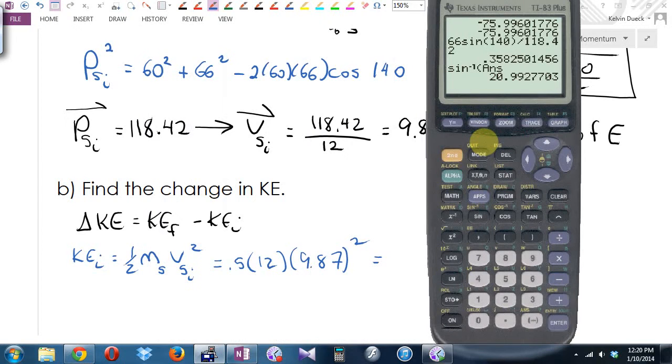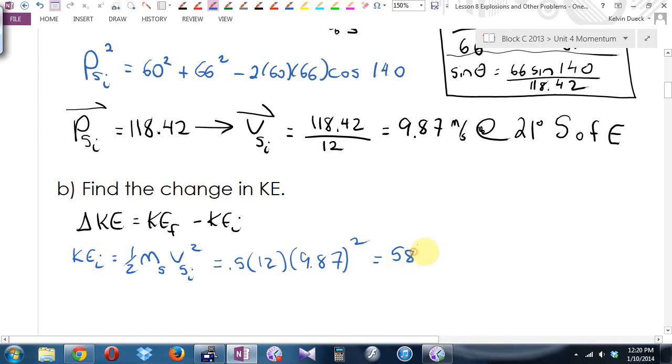Now, the risk is, because I was making numbers up, we may suddenly find that the change in kinetic energy is negative, that somehow it gained energy, and if that's the case, I apologize for making up bad numbers, but I think I'm okay. 0.5 times 12 times 9.87 squared. Looks like we started out with 584.5 joules of kinetic energy. Wham! They collide. I think probably during the collision, some of that energy went into heat, sound, deforming the objects.